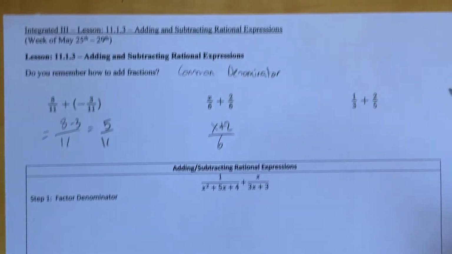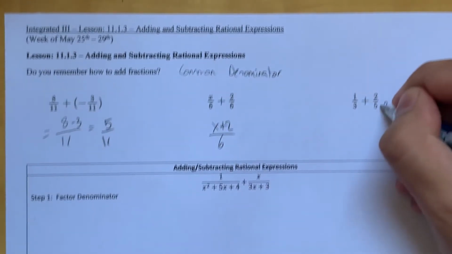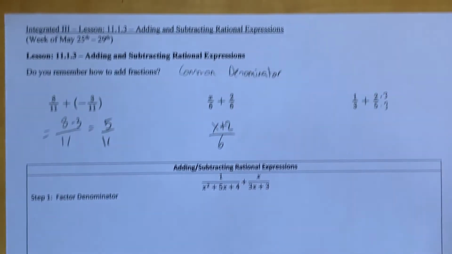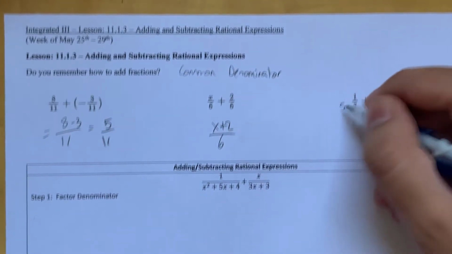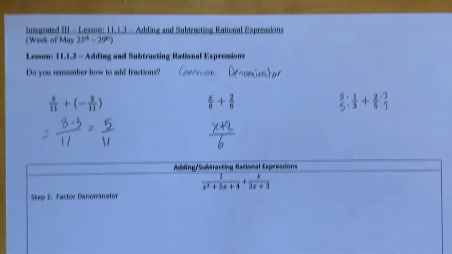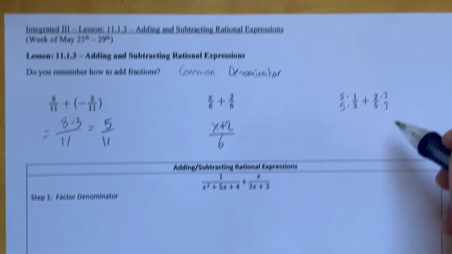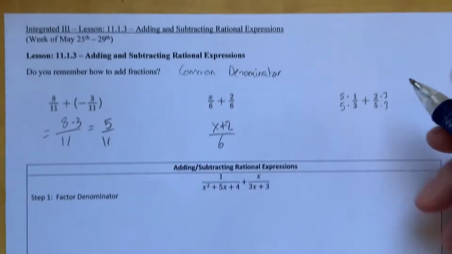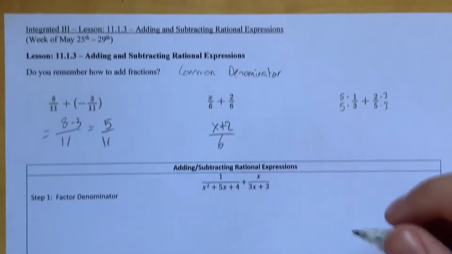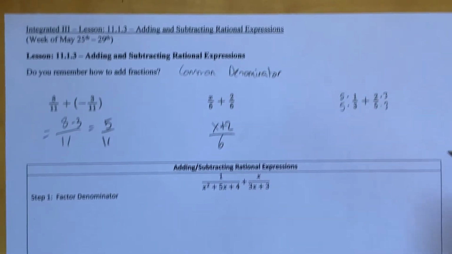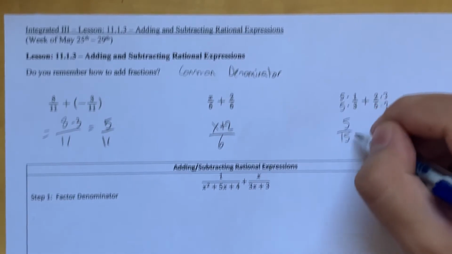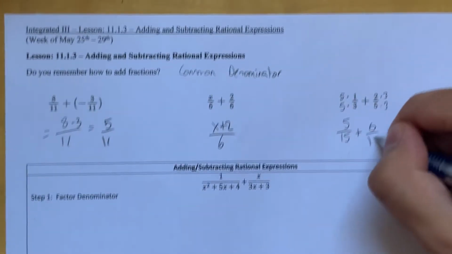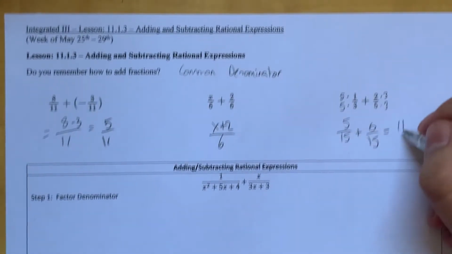Right, let's do this one. Whoa, we need a common denominator. So I'm going to multiply the numerator and denominator of this one by 3, and the numerator and denominator of this fraction by 5, because 15 is going to be my common denominator. And it's also my least common denominator, if you guys remember that. 5 divided by 15 plus 6 divided by 15, which would give us 11 over 15.